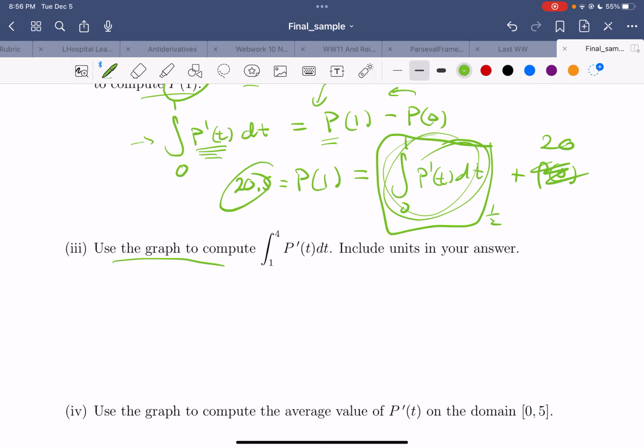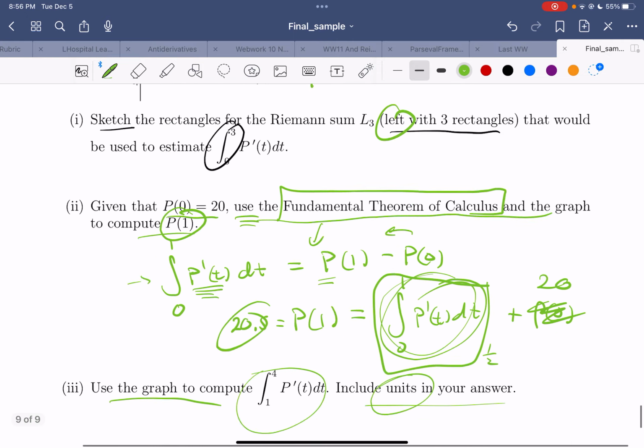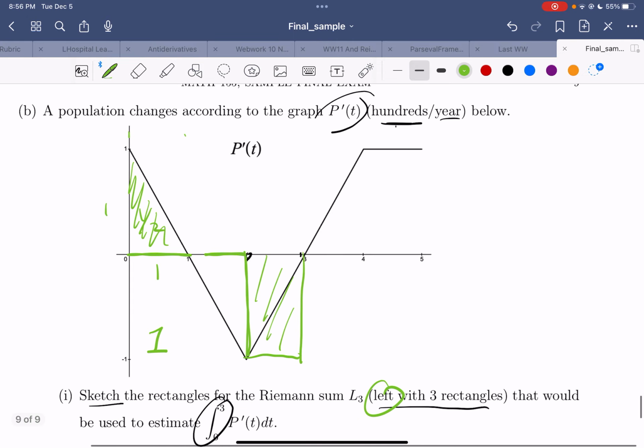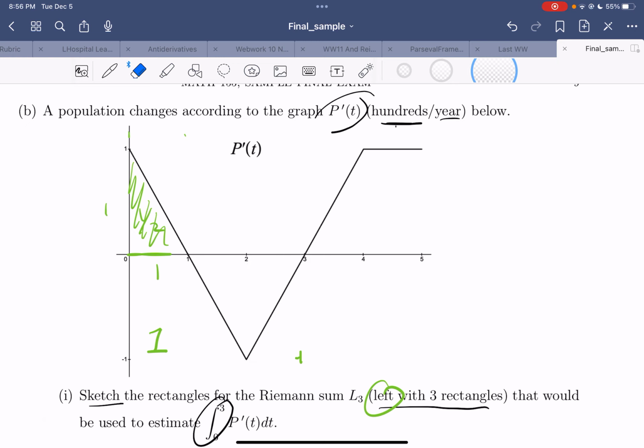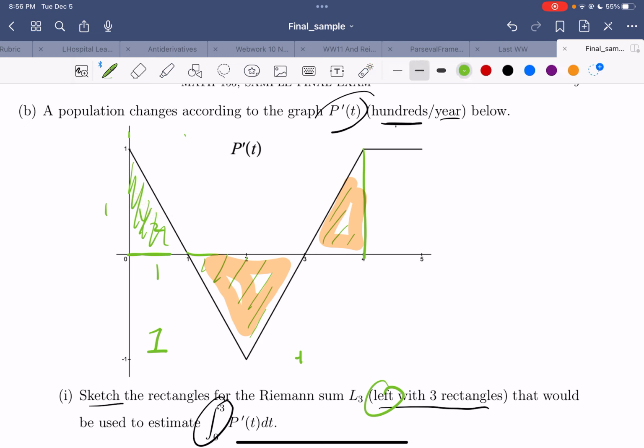All right, use the graph to compute this area. Include units in your answer. All right, let's do that. What is this? 1 to 4. Okay, so here's this. We'd get all this area plus all this area. But, sorry, I should do maybe something like this and this. It's not this stuff. 1 to 4. Anyway, this has area positive a half.